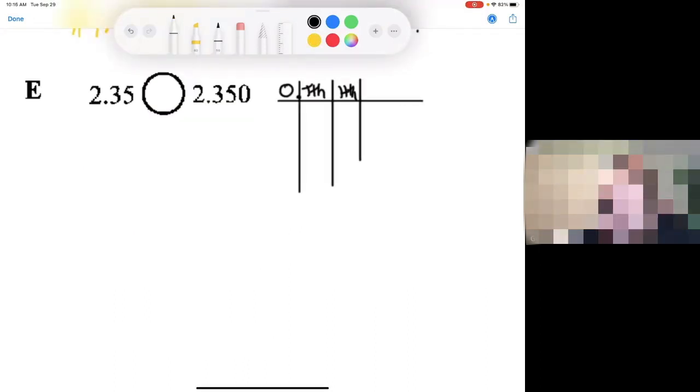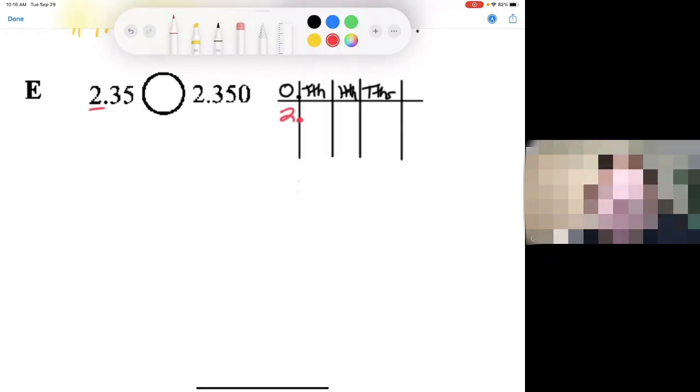E, again, place value chart. Ones, tenths, hundredths, and the thousandths. All right, let's set them up. We have 2 in the ones. Don't forget the decimal point. 3 in the tenths, and a 5 in the hundredths. And over here, we have also 2. Don't forget the decimal point. 3 in the tenths and 5 in the hundredths, and a 0 in the thousandths.